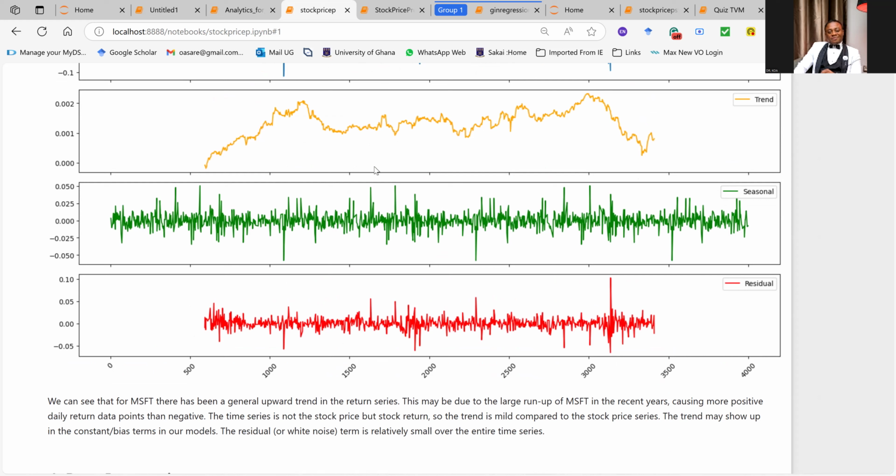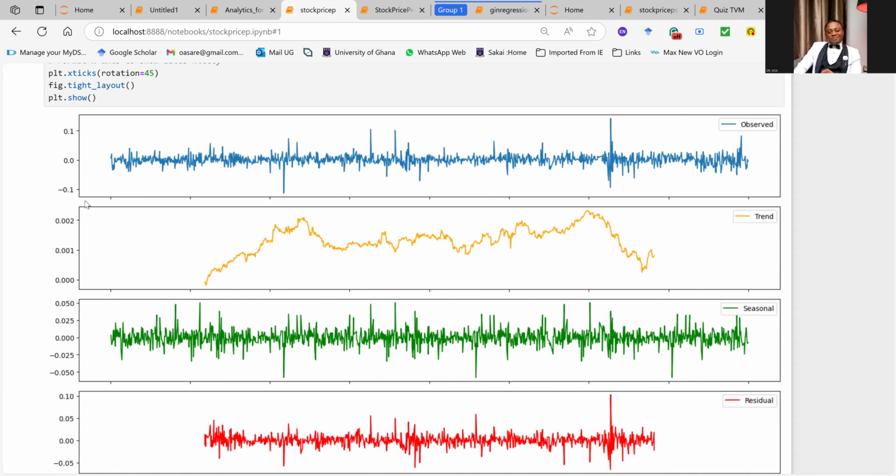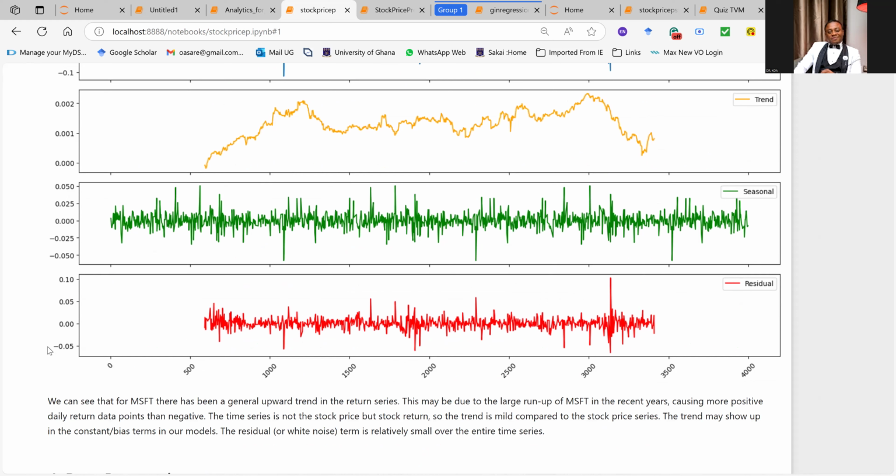When you look at the data, you see that there's a general upward trend of the return series. This can be attributed to a large run-up of Microsoft stock prices in those periods. There are more positive daily return data points than negative. If you look at it here, the bottom half of the data is the negative section. The same thing when you go up here, and the same thing when you come here. You see the majority of the data are in the positive domain rather than the negative domain.